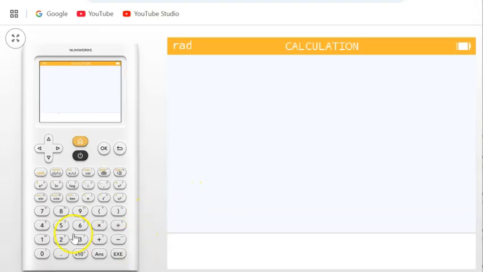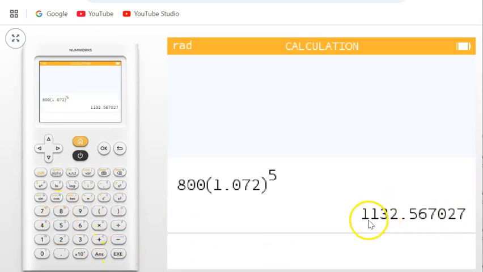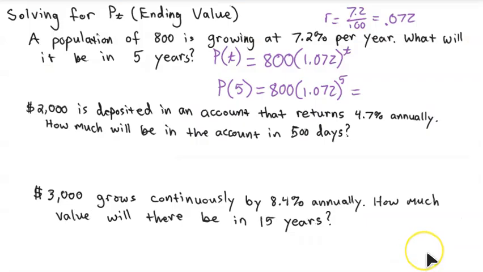All right, here's our calculator, and we're just going to key in 800 times 1.072 to the power of 5. We press execute. And we get 1132.567. Now, we can go out to 3 decimals and do 0.567. So let's go ahead and write that in, 1132.567.